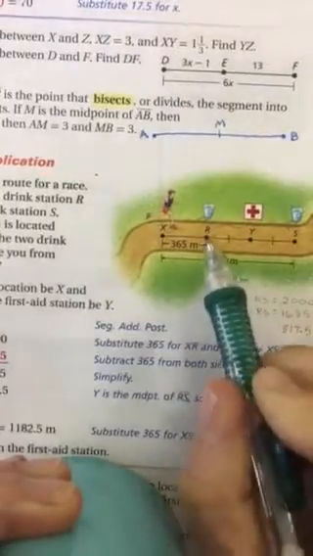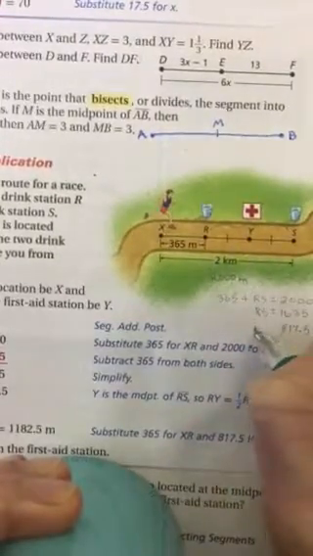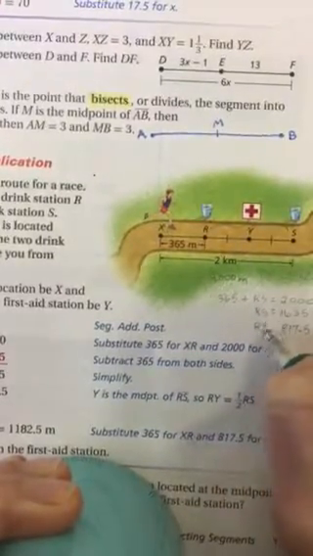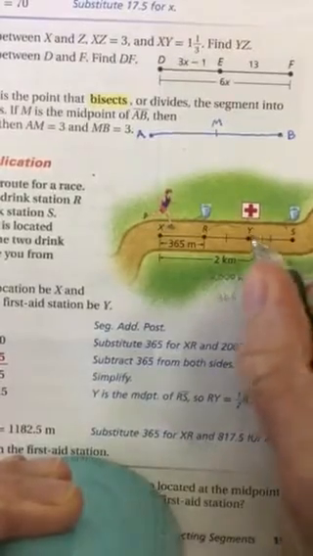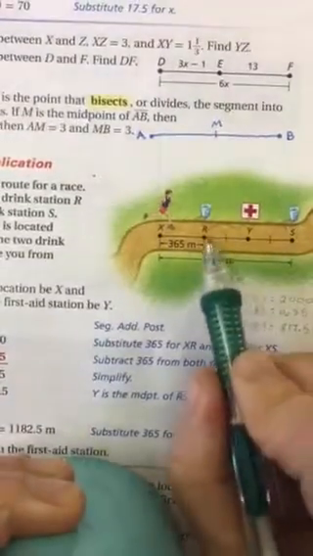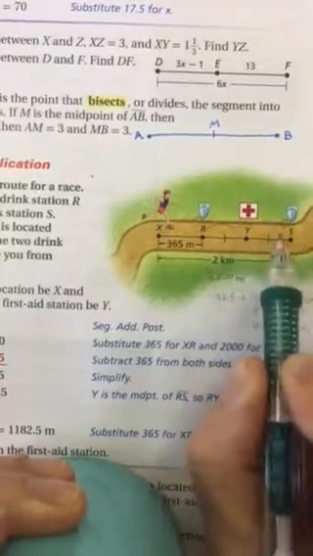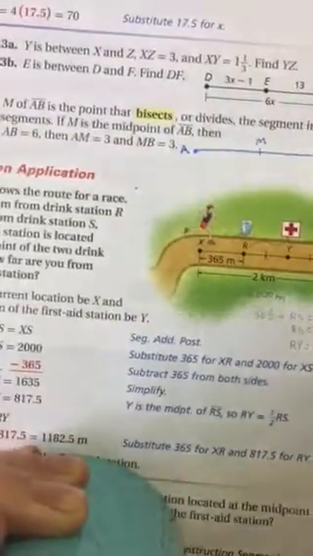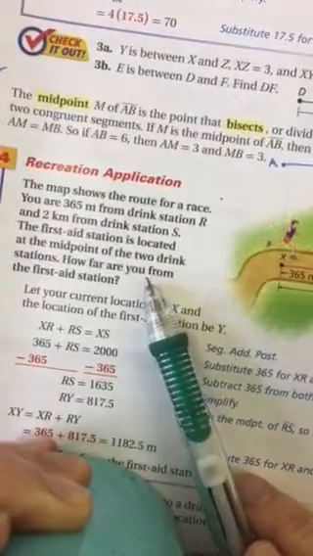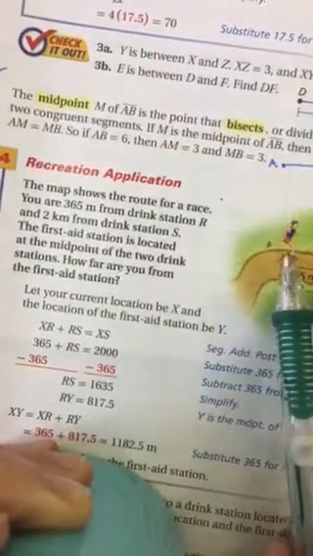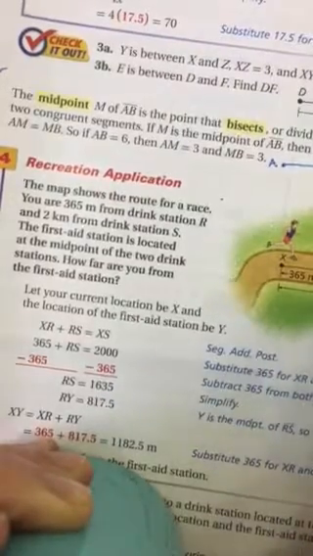That means that the distance from RY is 817.5. It's also the distance from RS, because this distance is equal to this distance. Midpoint always makes the two sides equal. But now, again, that's not our final answer. You always have to go back in geometry and say, what was the actual question? How far are you from the first aid station?